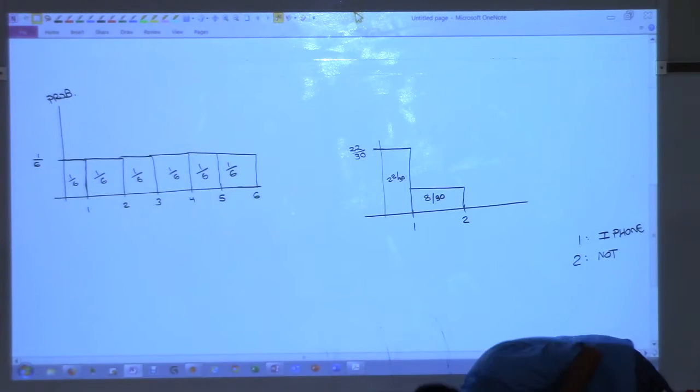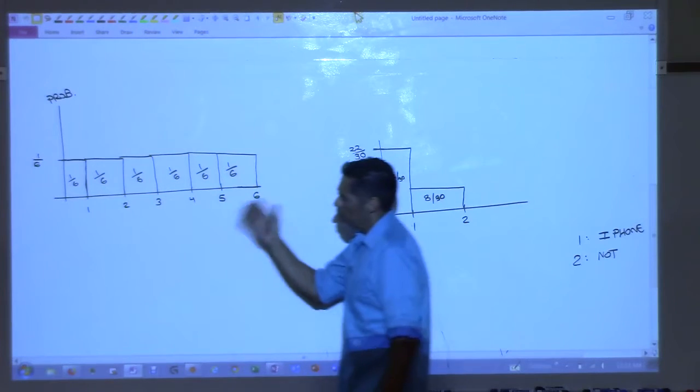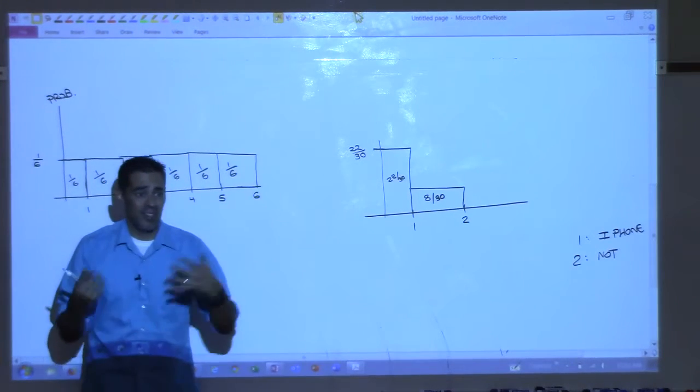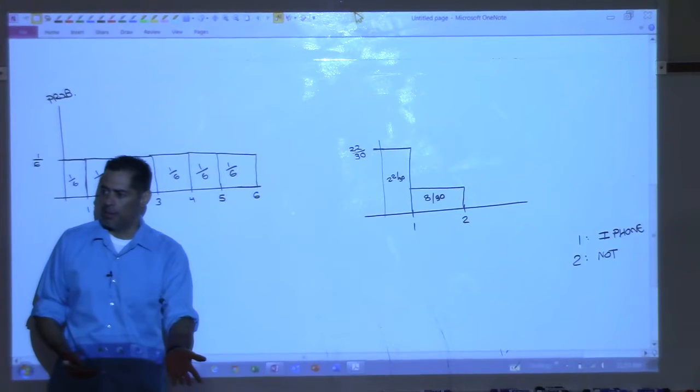Okay. Now, with rolling the die, there are only 6 outcomes, right? You can't roll the die and get a 1/2, right?